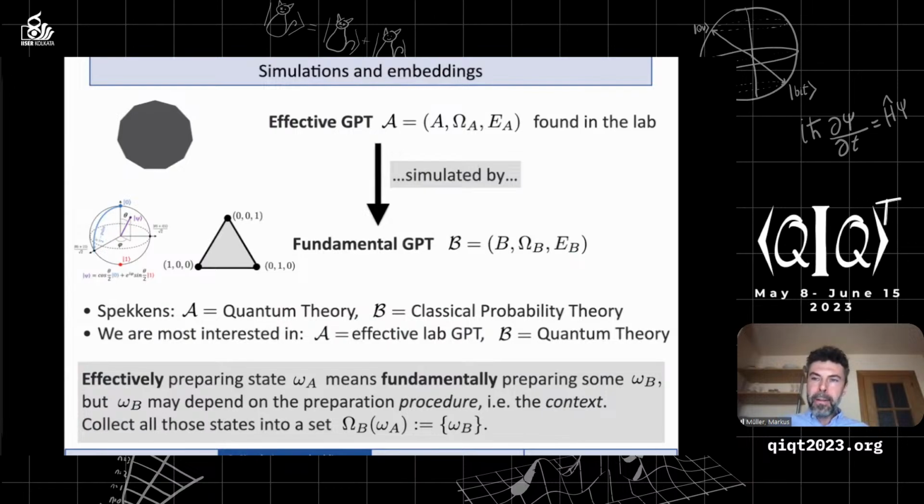Depending on how you do that, it might just mean that your underlying states actually differ, as would be the case in Spekkens contextuality. So what you do is say, for any such effective state omega A, that's a fixed state, I collect all these possible fundamental realizations that happen to be prepared when I try to prepare omega A. There's a set of many states, omega B of omega A. That's how I denote it here. A set of possible fundamental states.